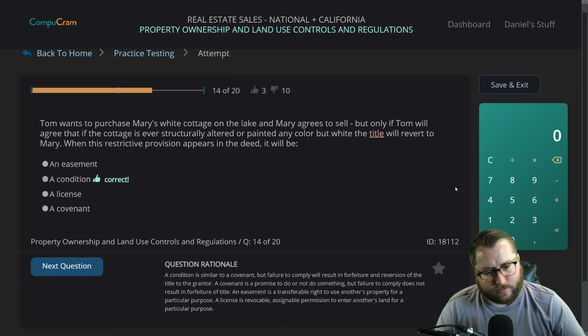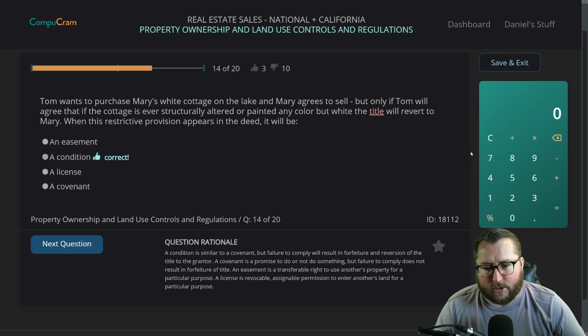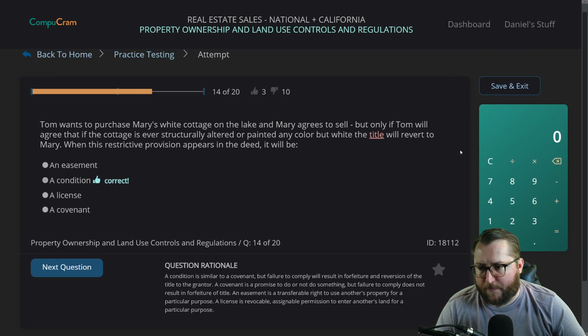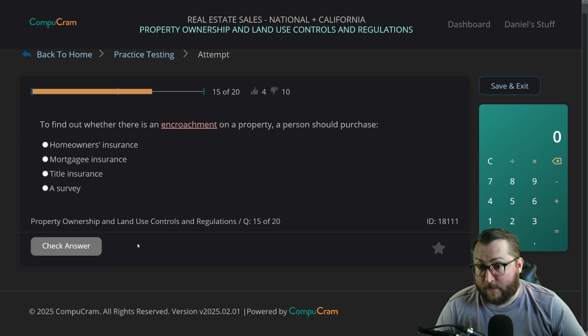Correct. All right. A condition is similar to a covenant, but failure to comply will result in forfeiture and reversion of the title to the grantor. A covenant is a promise to do something or not to do something, but failure to comply does not result in forfeiture of title. An easement is a transferable right to use another's property for a particular purpose. A license is a revocable, assignable permission to enter another's lands for a particular purpose. All right, we have more vocab words down here too.